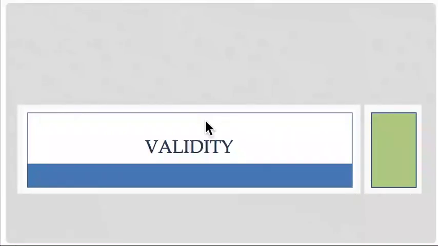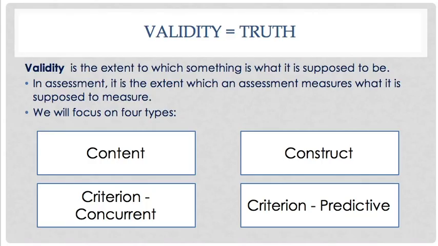Here's a nice little video on validity to iron out some points that might not be perfectly apparent in the Sarago materials. First of all, we're going to be focusing on 4 different types of validity. We're going to be talking about content, construct, criterion concurrent, and criterion predictive. Now, these are all different ways of looking at validity.